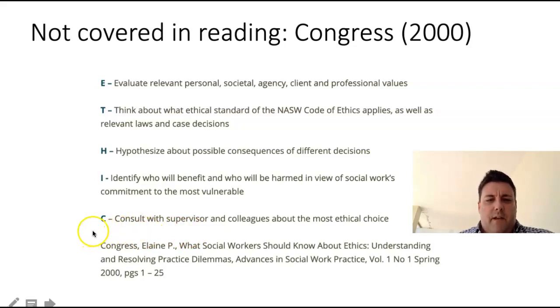that particular ethical choice. This one, I think, is easy to remember because, like I said, ETHIC corresponds to the beginning of each of the steps there.